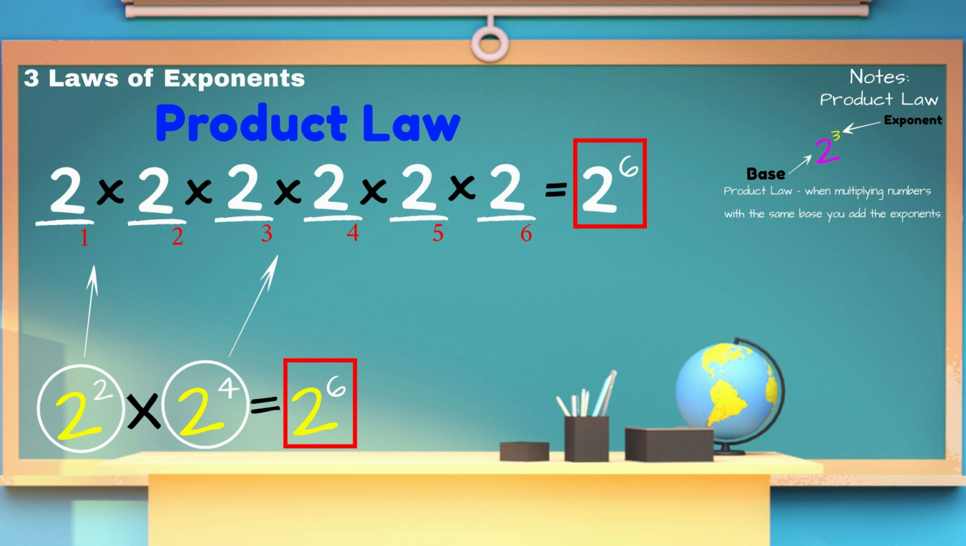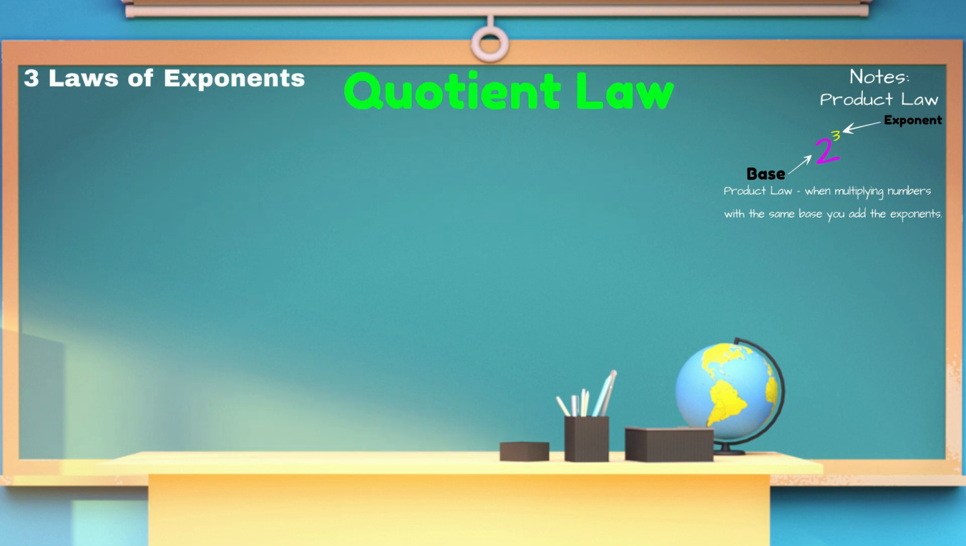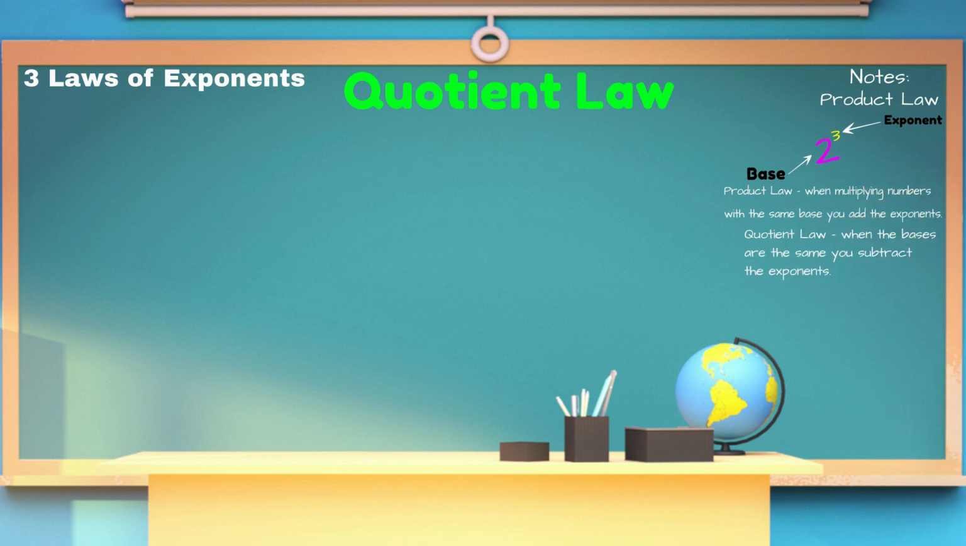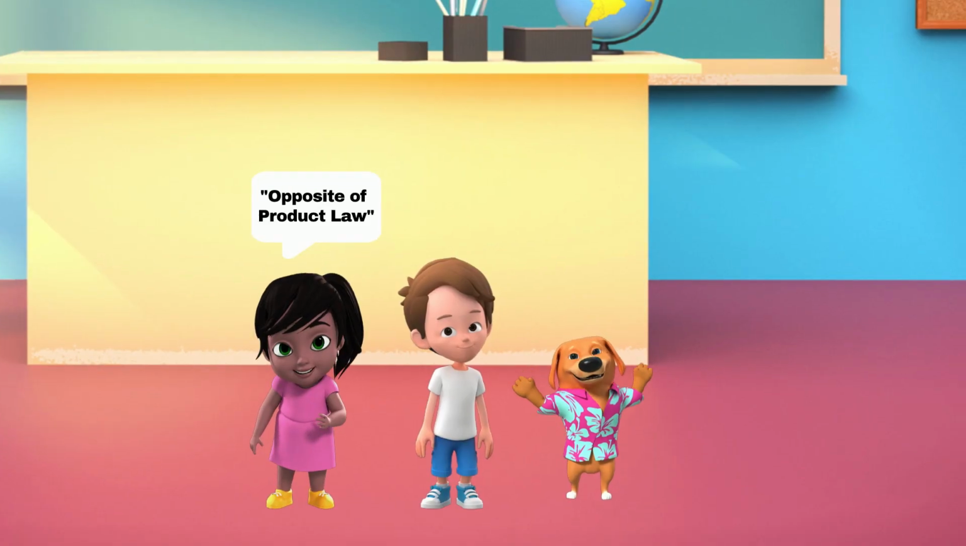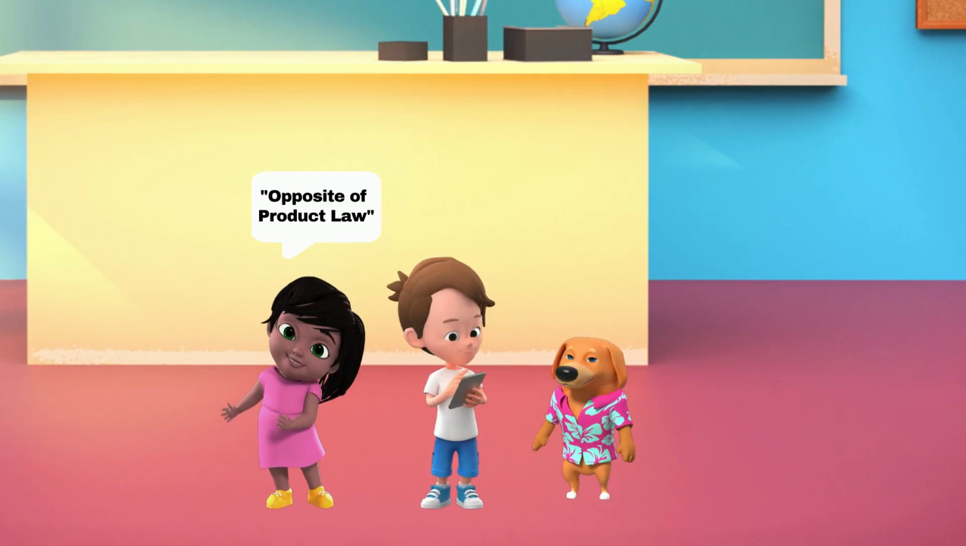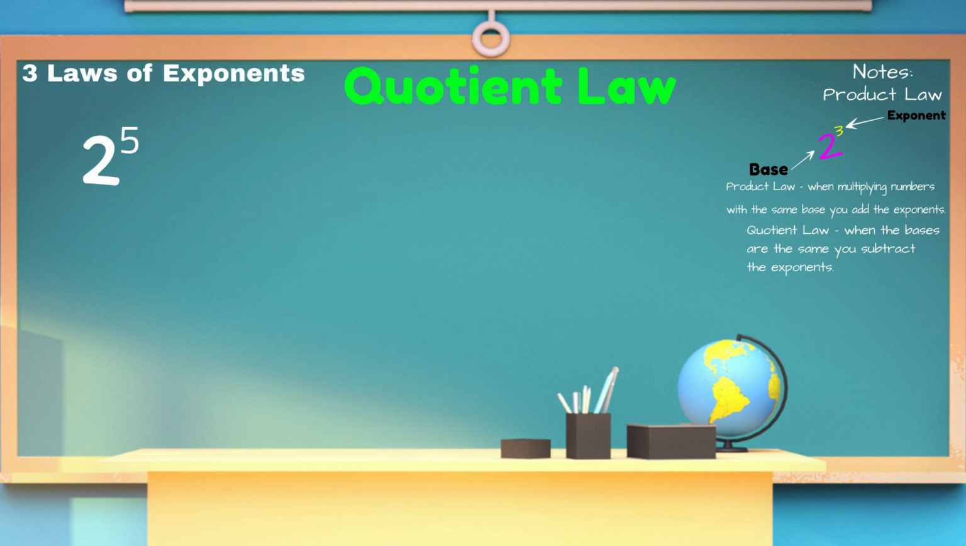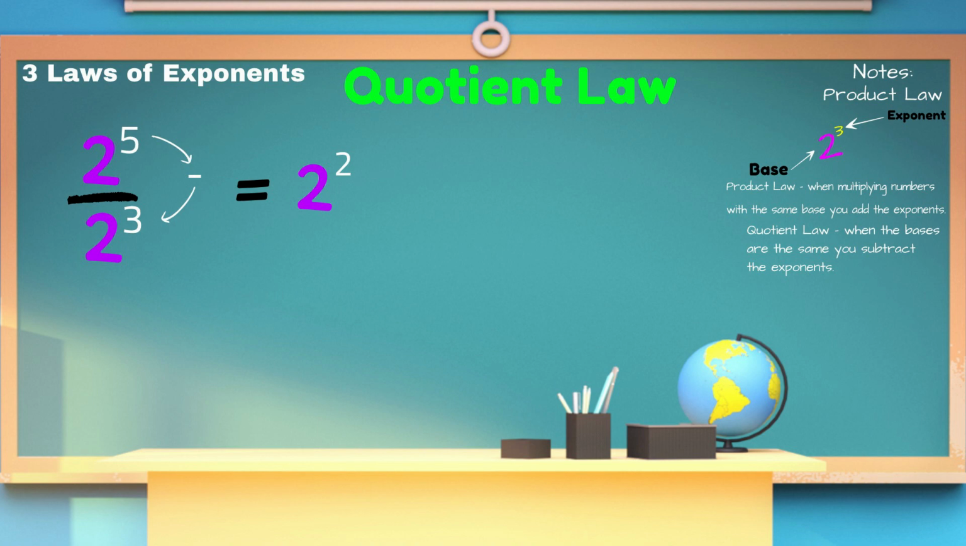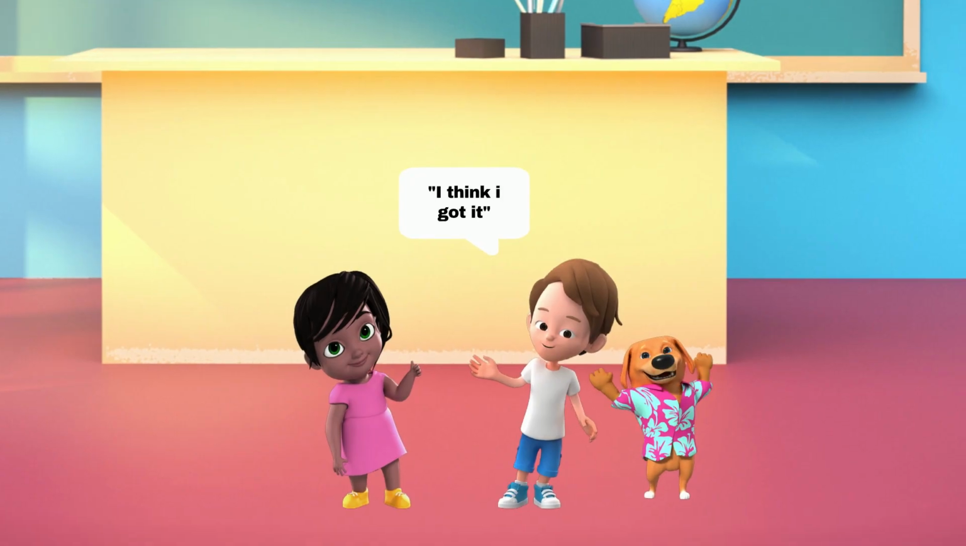Next law, the quotient law. This law says that when the bases are the same, you subtract the exponents. Opposite of product law. Exactly. So if we had 2 to the 5th power divided by 2 to the 3rd power, let's see. Bases are the same, so we subtract the exponents. 5 minus 3 is 2. So 2 squared, or 2 to the 2nd power. I think I got it.